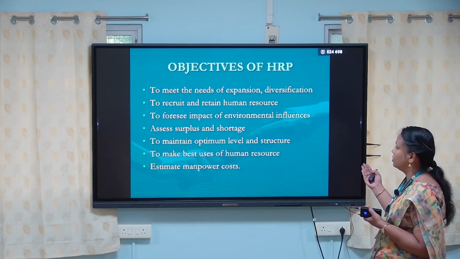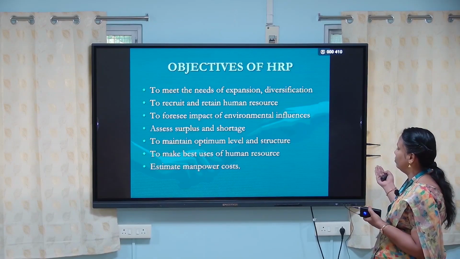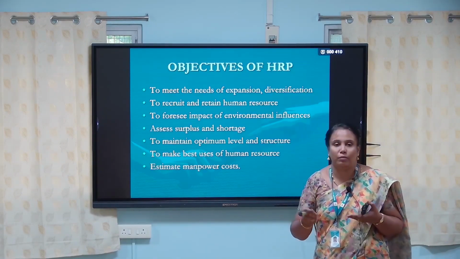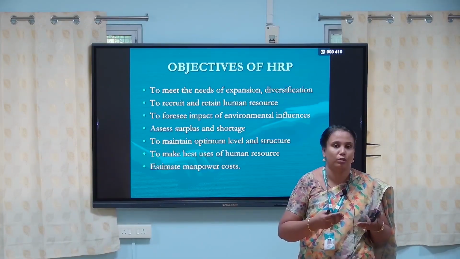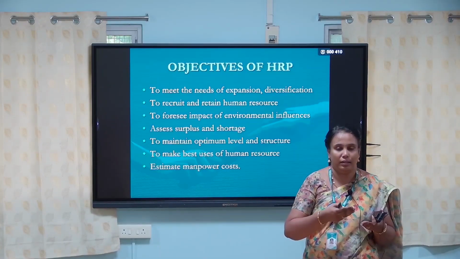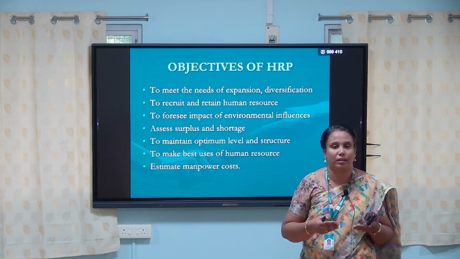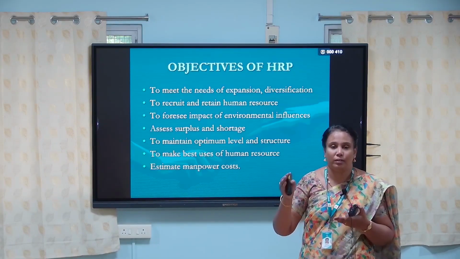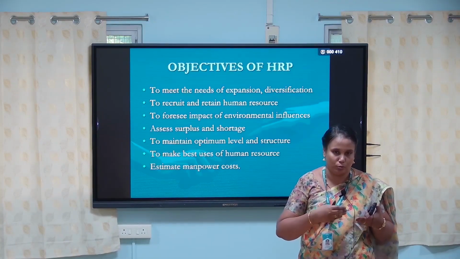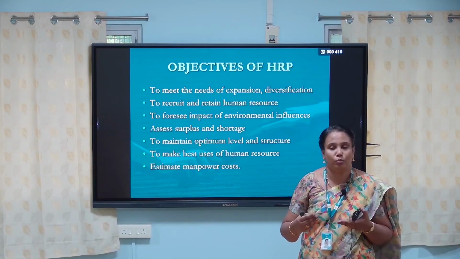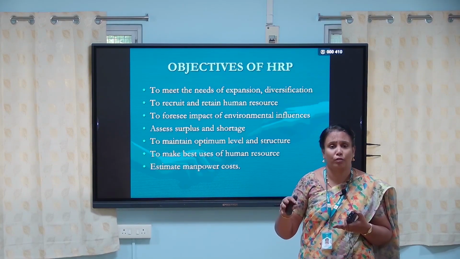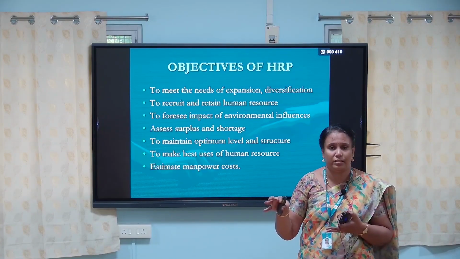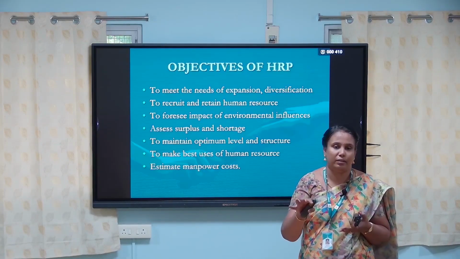The next one is to foresee the impact of environmental issues. If I am doing my business based on seasonal products, like rainy season products, then in that particular season I have more demand for my product. So, what can I do? I can recruit more employees on a contract basis for that particular demanded time.